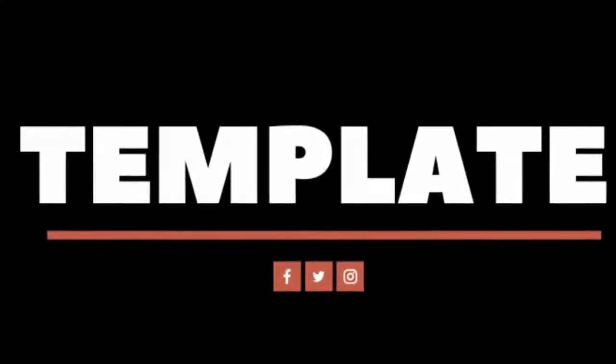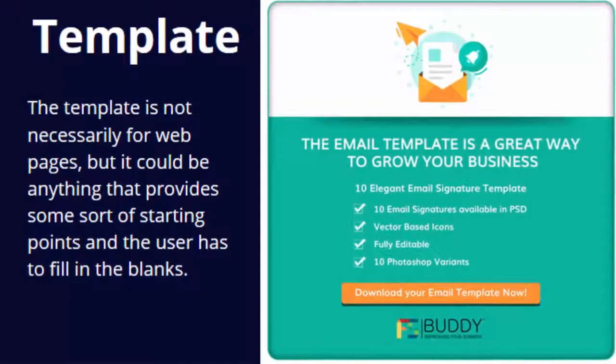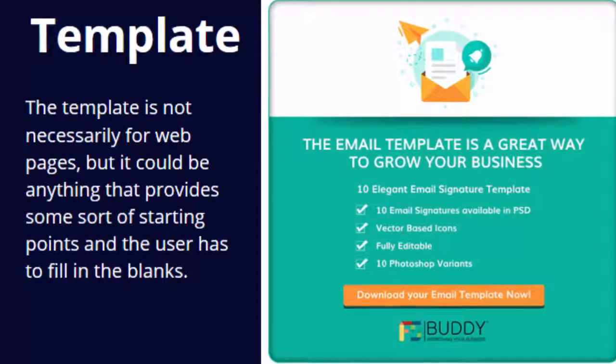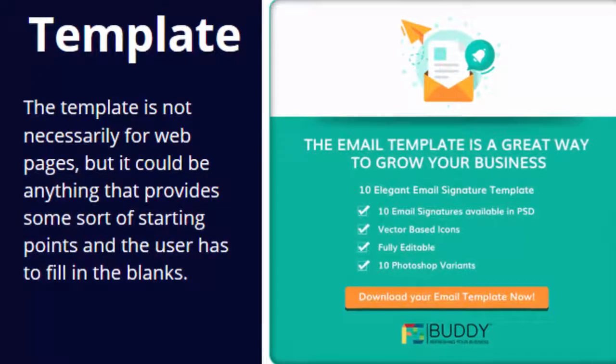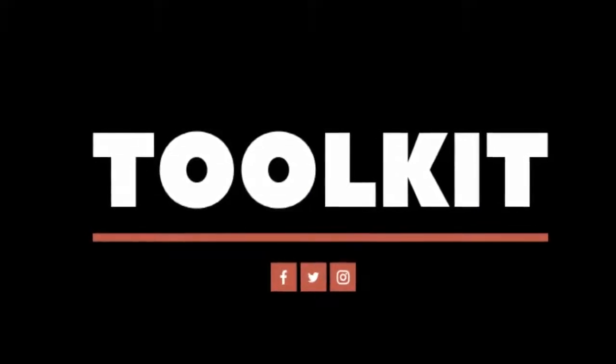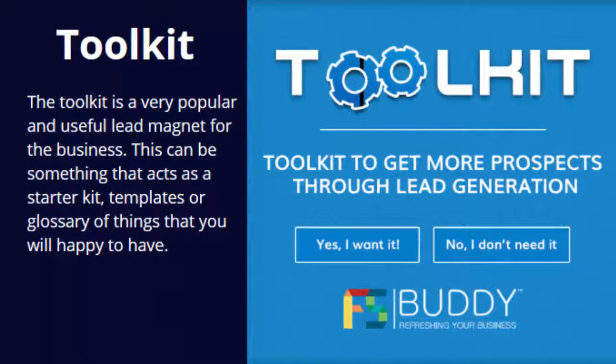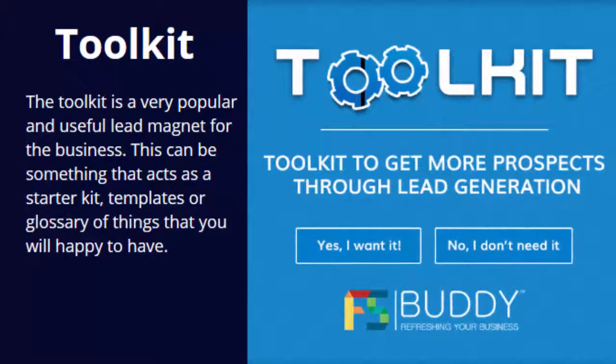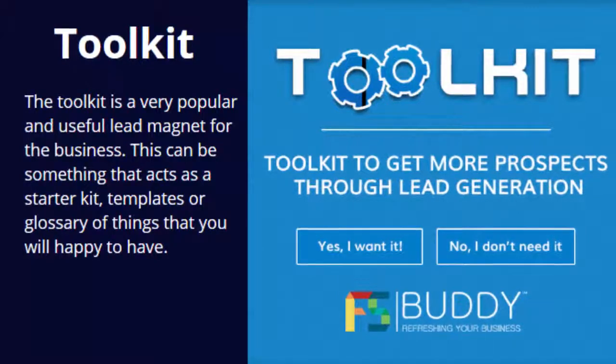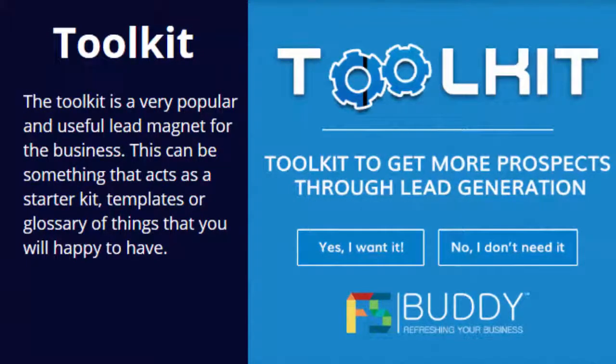Template. The template is not necessarily for web pages, but it could be anything that provides some sort of starting point, and the user has to fill in the blanks. Number 2. Toolkit. The toolkit is a very popular and useful lead magnet for the business. This can be something that acts as a starter kit, templates, or a glossary of things that you will be happy to have. Number 3. Web app.